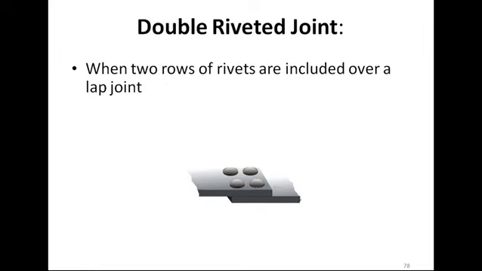Next one is a double riveted joint. When two rows of rivets are included over a lap joint, it means that here we have two plates, we have overlapped the two plates and then we have used two rows. Here this is a single row and this is another row, that is, two rows we have used for riveting purpose. So this is called a double riveted joint.